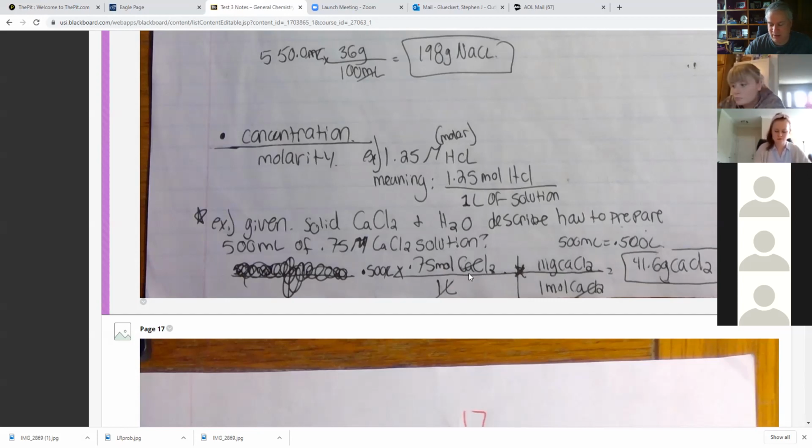Okay. Now, I'm not going to weigh out moles of CaCl2 on the scale. So I want to figure out how many grams that is to know how much to weigh out. So I'm going to go from moles of CaCl2 to grams of CaCl2, and that's its molecular weight. And so what I calculate is I need 41.6 grams of CaCl2 to make that solution. Okay, so that's how much CaCl2 is in there.